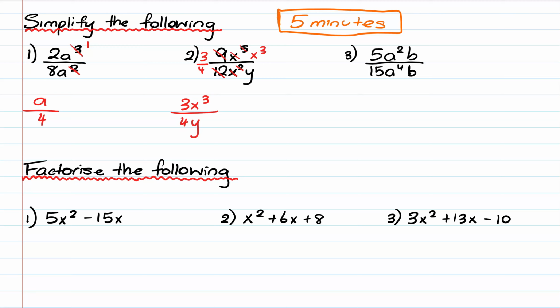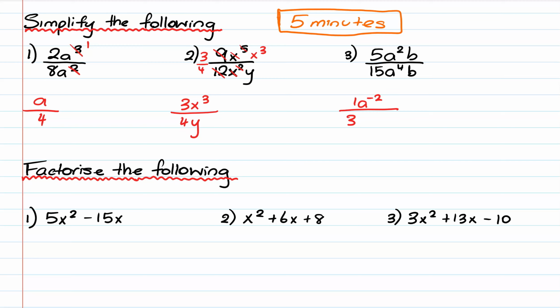The third one, we've got 5a squared b over 15a to the power of 4 b. Simplify the number first. 5 over 15, if we divide both by 5, we can simplify that to 1 over 3. We've got a to the power of 2 over a to the power of 4, so that's just a to the power of -2 if we write it up top, and then b over b is just 1.